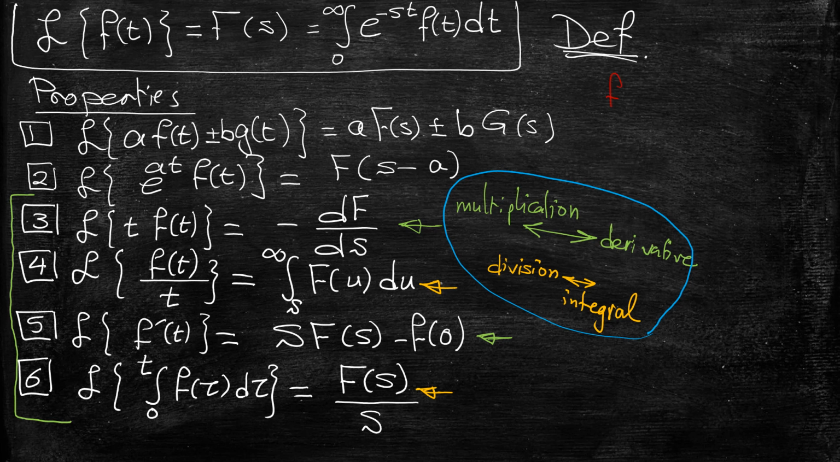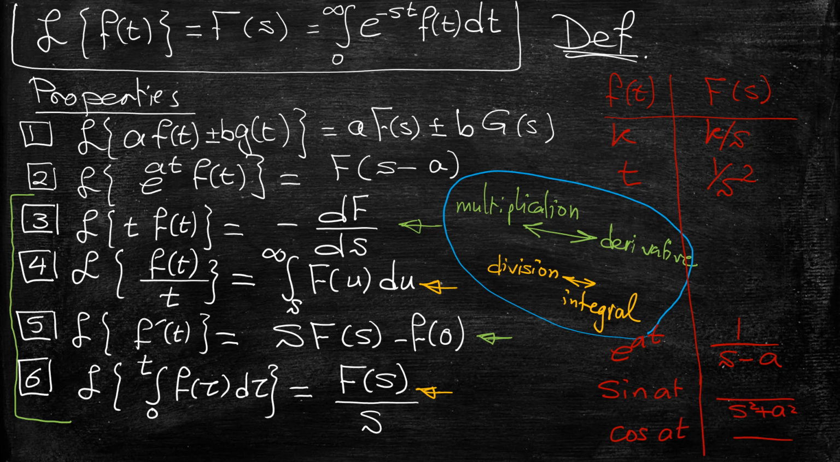Besides this one, don't forget we have a small table for basic functions. We have f of t and the corresponding F of s: k corresponds to k over s. If we have t, 1 over s squared. If we have an exponential, we have 1 over s minus a. And if we have sine or cosine, the denominator, as we discussed earlier, will be the same, s squared plus a squared, but the only difference is that in the case of sine the numerator will be the constant a, and in the case of cosine it will be s. The same holds for the hyperbolic sine, which follows sine, and the hyperbolic cosine, which follows cosine.